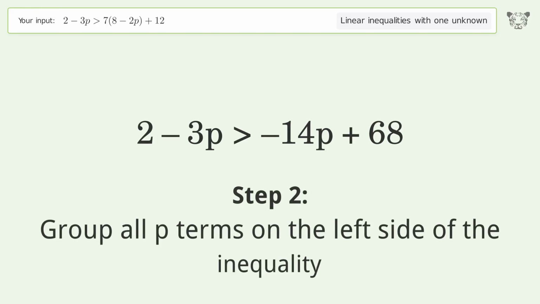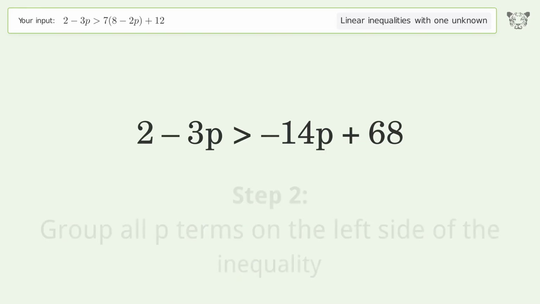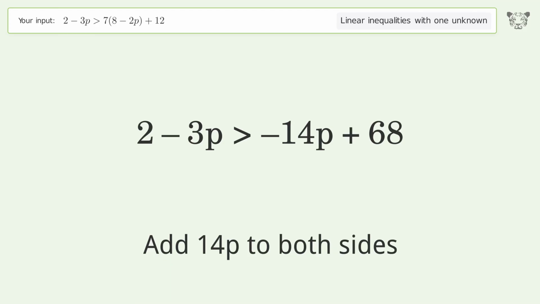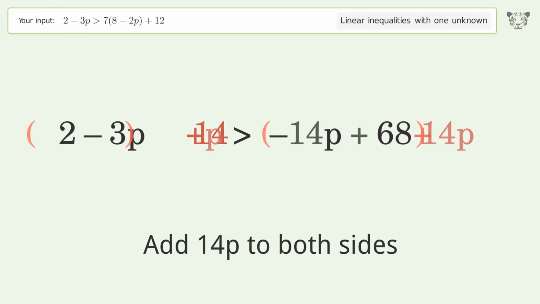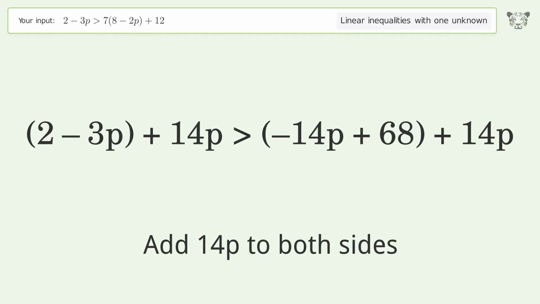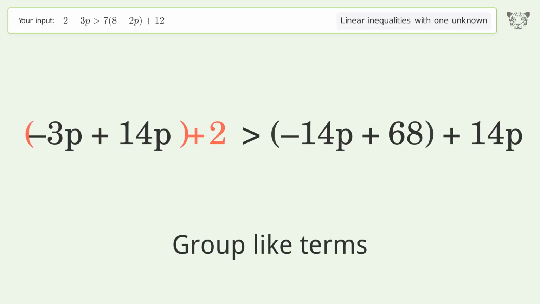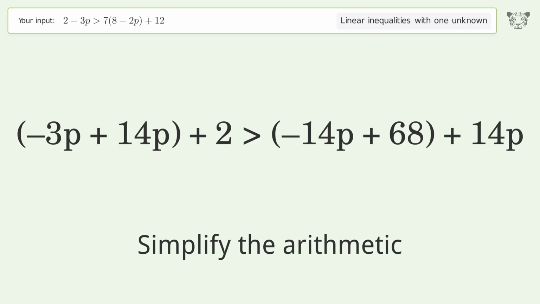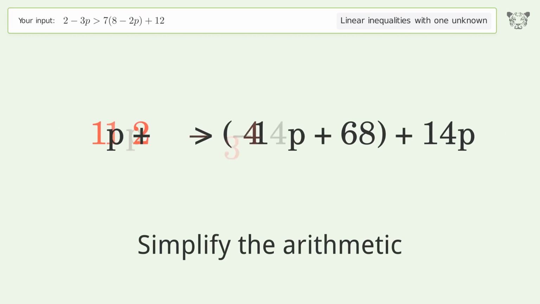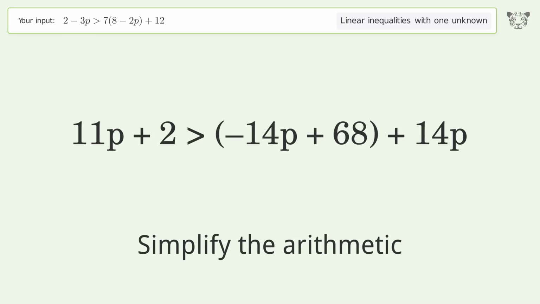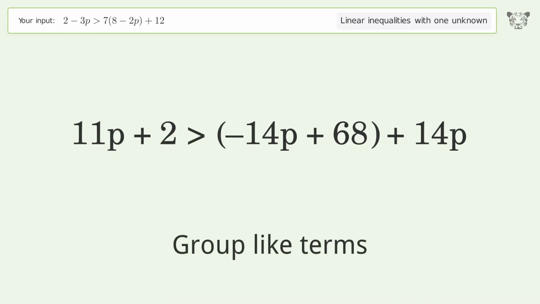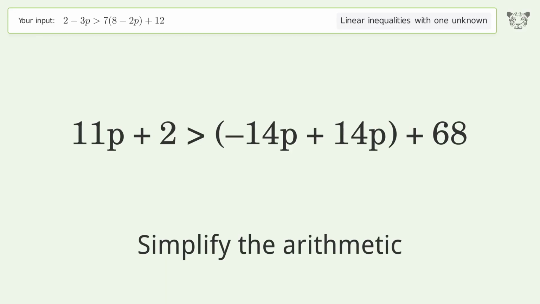Group all p terms on the left side of the inequality. Add 14p to both sides. Group like terms. Simplify the arithmetic. Group like terms. Simplify the arithmetic.